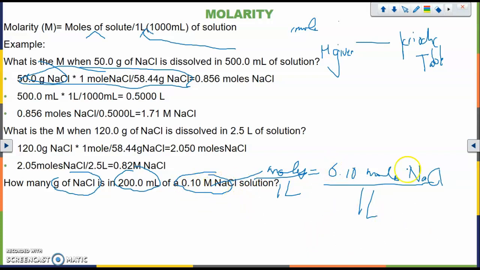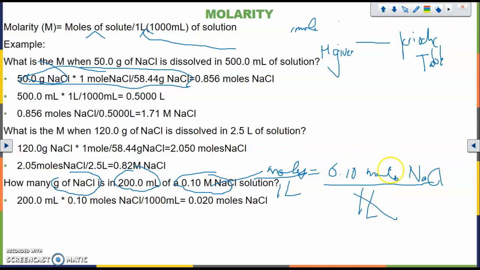That's the same as 0.10 M. So in order for us to eliminate the liters and get moles, we need to first take this 200 mils. And this is where the 1000 mils comes from, because if you express 1 liter as 1000 milliliters, what happens? The mils cancel the milliliters. And so the first answer is 0.020 moles sodium chloride. But again, the question is how many grams?